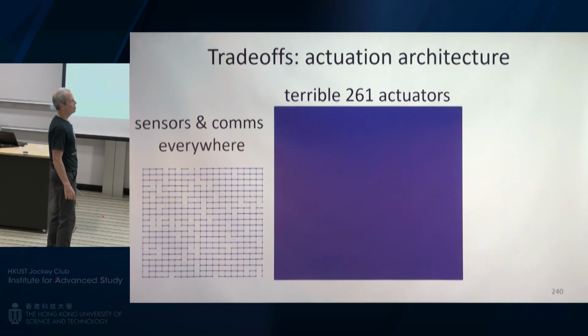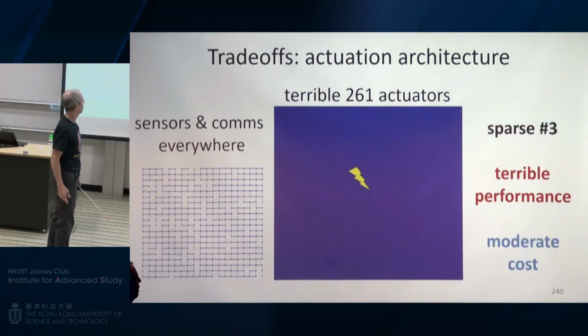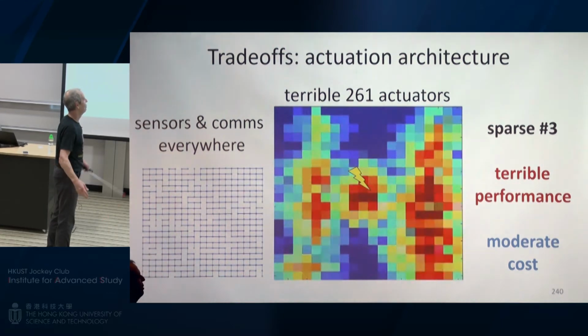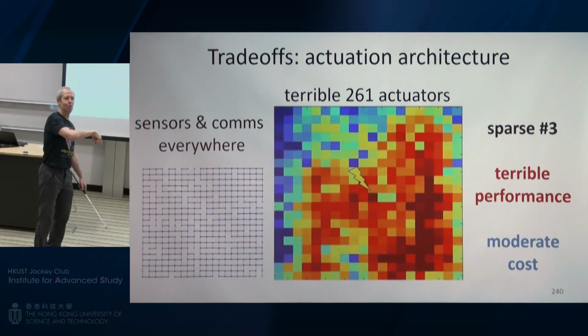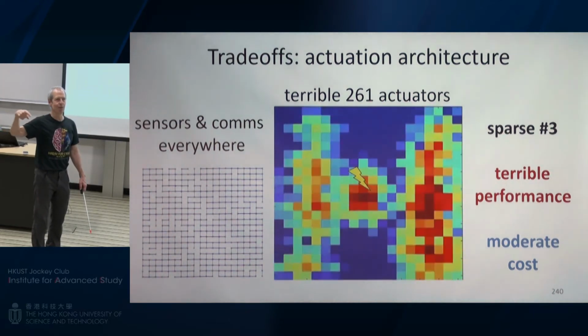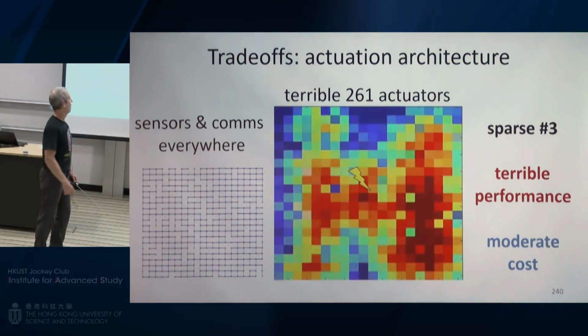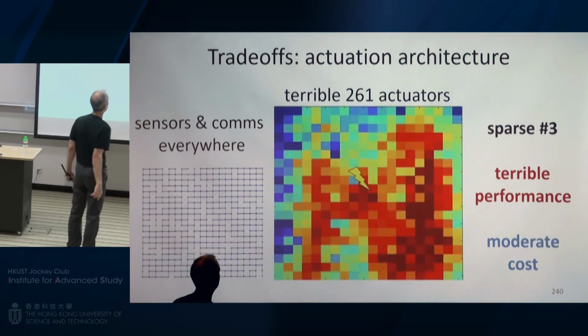Okay, this is where you turn the thing around and put the 261 in bad places. Horrible. Of course, that's not surprising. So you can deliberately do bad designs as well as deliberately do good designs. So you can put the actuators in the worst places. That would just be putting them along the edges, I think.